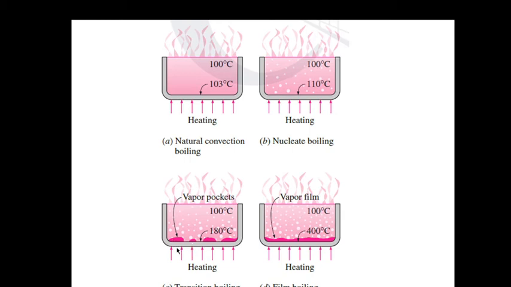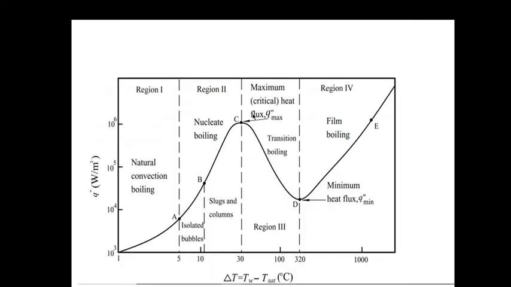Whatever heat we give from the bottom side of this bowl is not fully conducted to the fluid. The fluid is stationary, the vapor pockets are stationary, and the vapor pockets act as insulation and create resistance to the heat flow. Therefore the heat flux goes down. This is the minimum heat flux.